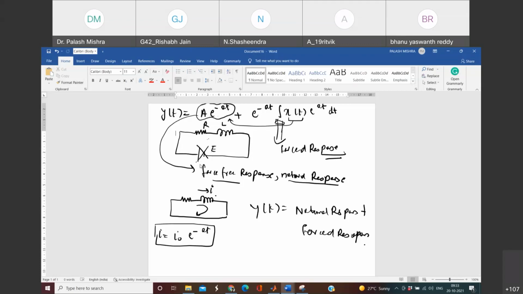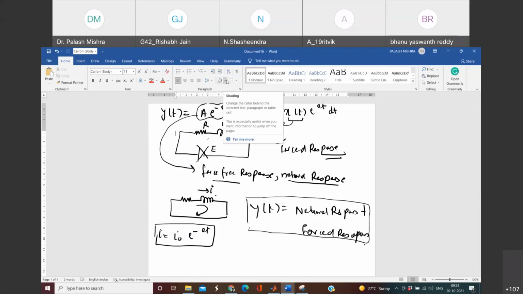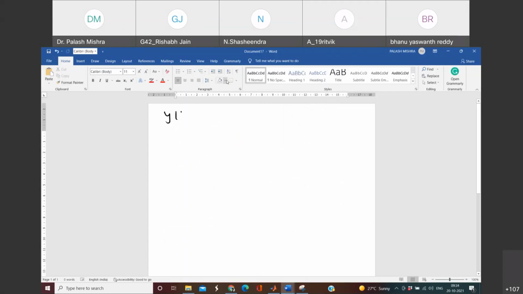So the total response of the system is the addition of two parts, which are known as the forced response and the natural response. Now I'll proceed further in the same manner. Okay, just change the slide. So y(t) was given by A e to the power of minus at plus e to the power of minus at integral x(t) e to the power of at dt.